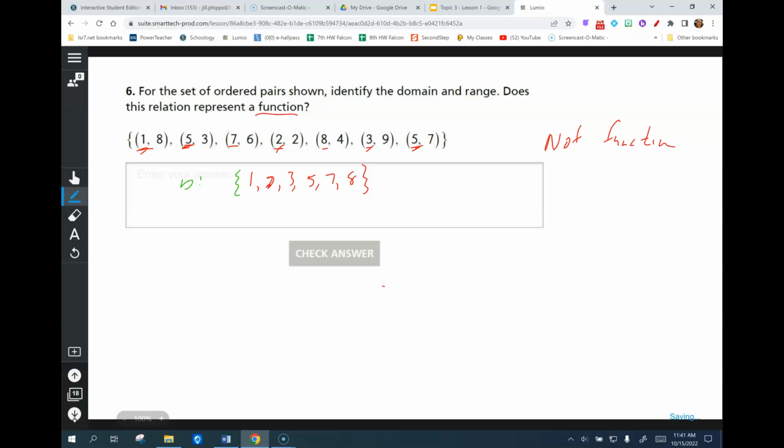If I'm writing the relation, I have to write down every coordinate. But if I'm just giving the domain, I'm telling you 5 is part of the domain. It just happens to repeat itself.